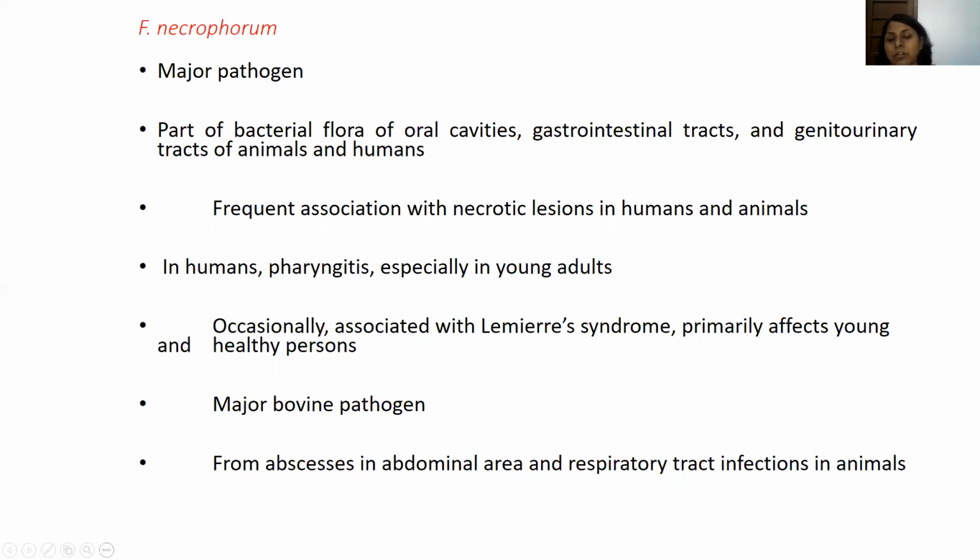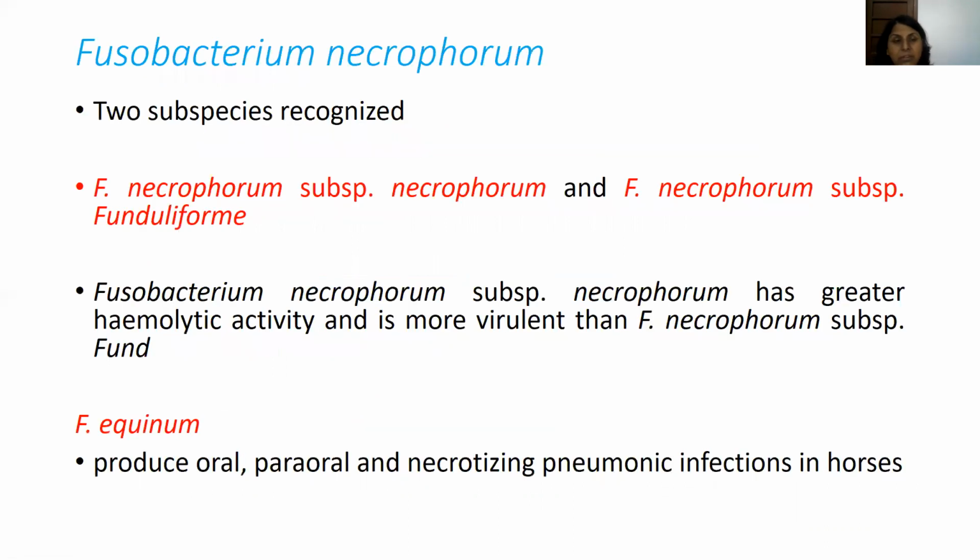These are associated with necrotic lesions in humans and animals. Especially in humans, they are responsible for pharyngitis, especially in young adults, and are associated with Lemierre syndrome primarily in young and healthy individuals. In the case of animals, these are considered a major bovine pathogen, and they cause abscesses in the abdominal area and can be isolated from abscesses in the abdominal area and from respiratory tract infections of the animals.